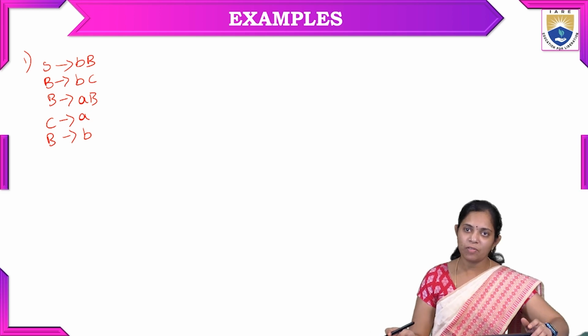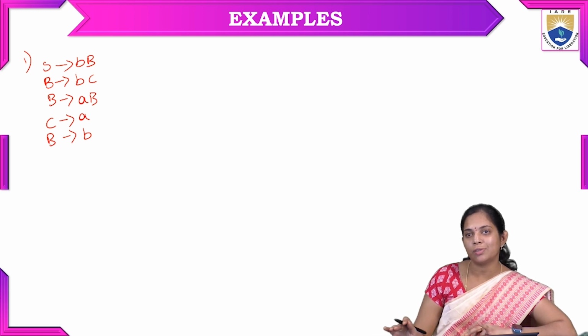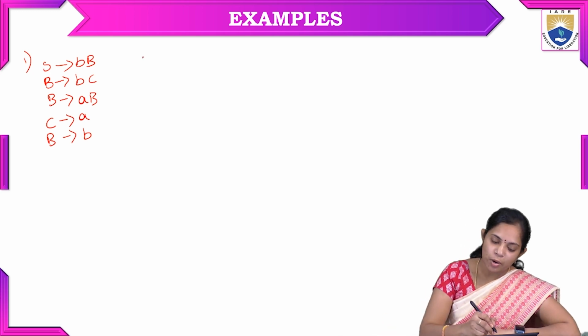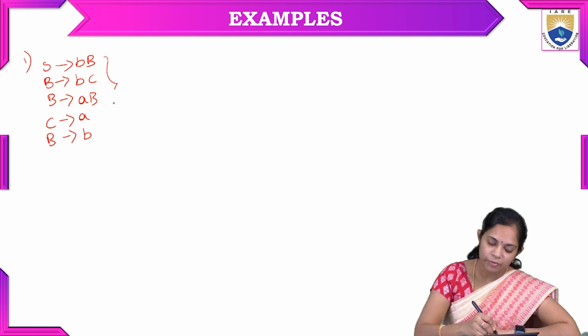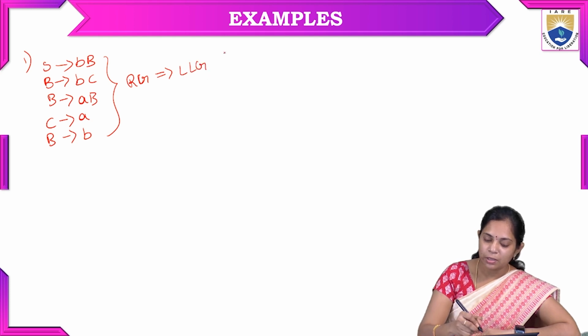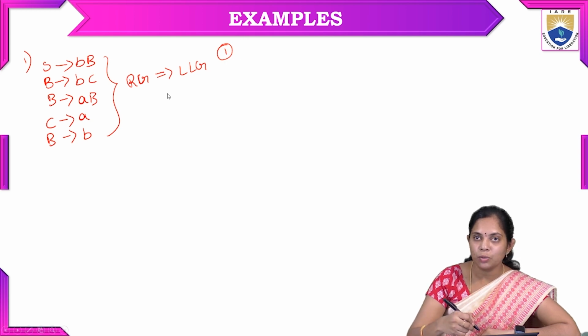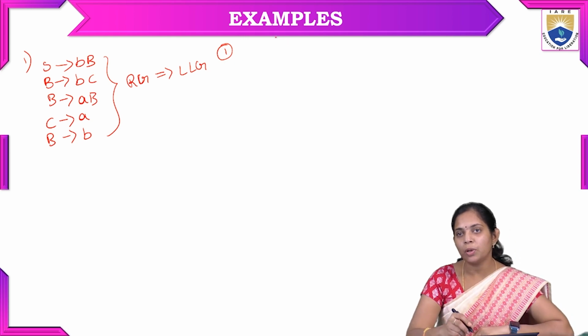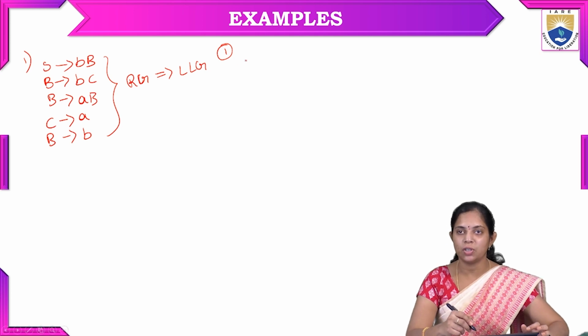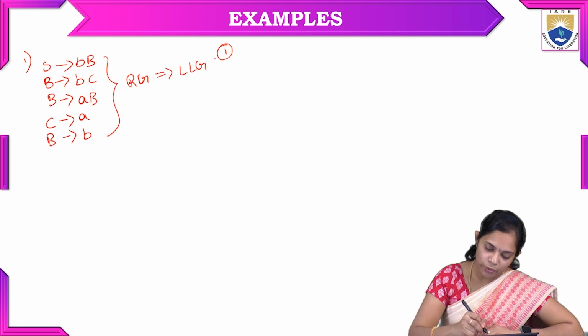Here for the left linear grammar, the first step is to convert these production rules to a transition diagram. So regular grammar we have to convert to a left linear grammar, and the first step is to write the production rules as a transition diagram. How to convert production rules to a transition diagram, we already discussed in the previous video. So I am writing these production rules as a transition diagram.